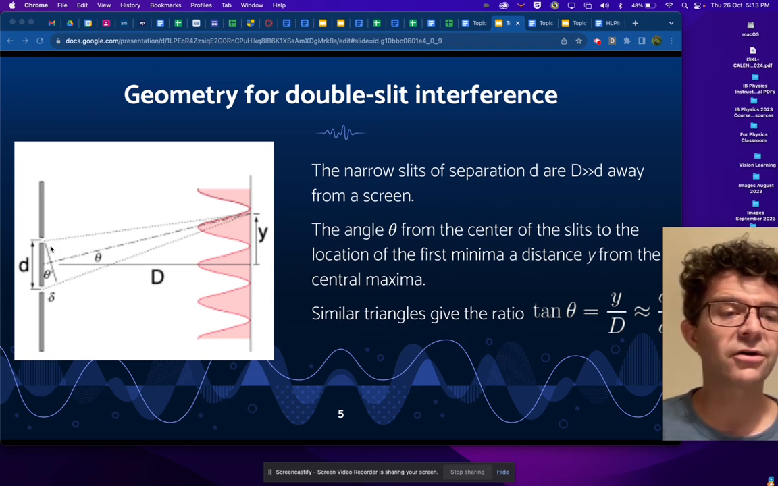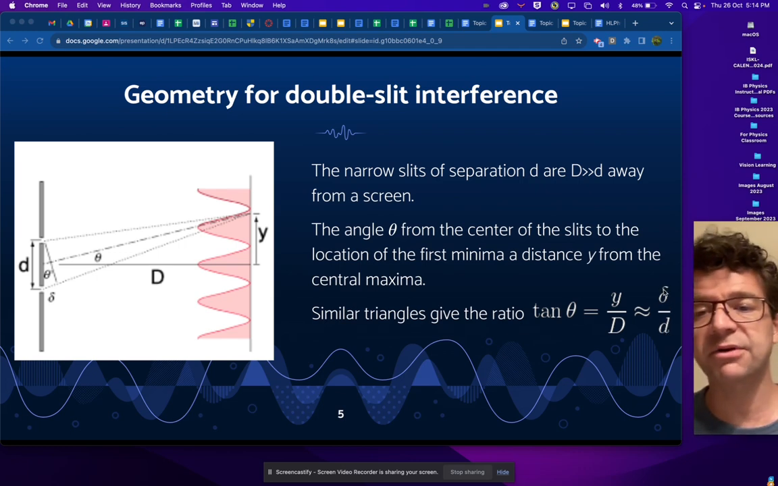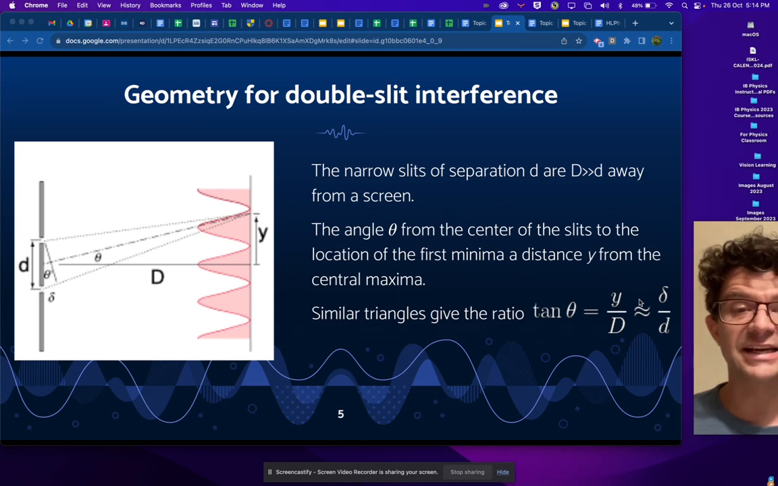But the angle theta in this triangle that is made up of this path length difference delta and side length d for the separation of the slits is a similar triangle to the angle theta with y and D. So similar triangles, especially with small angles, give us that delta over d, the path length difference divided by the slit separation, is equal to y over D. And we're going to try to use this to find out the angle from the center of the slit to the location of the first maxima and also to the first minima. And everything is going to be referenced to a straight line that leaves in between the middle of the two slits and will be located at the central maxima.